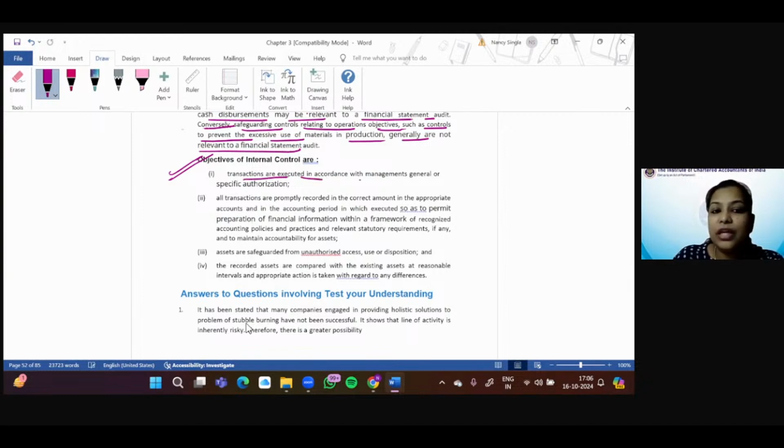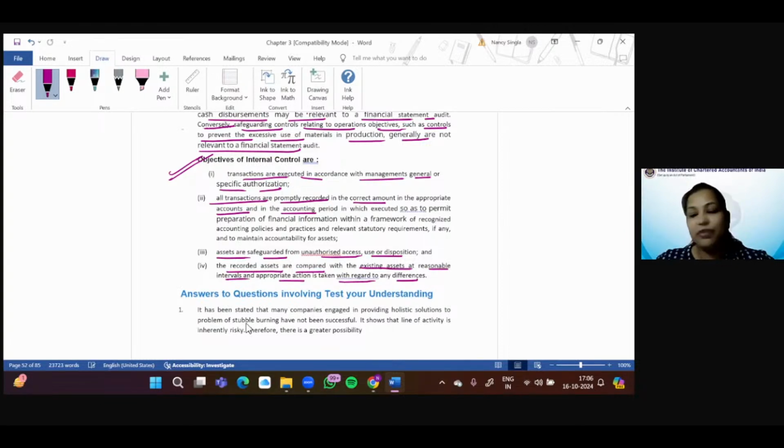Transactions are executed in accordance with management's general and specific authorization. Transactions are promptly recorded in the correct amount, in the correct accounting period and in appropriate accounts. And assets are safeguarded from unauthorized access, use, or disposition, and the recorded assets are compared with the existing assets at reasonable intervals. Appropriate action is taken in case of any difference in this regard.